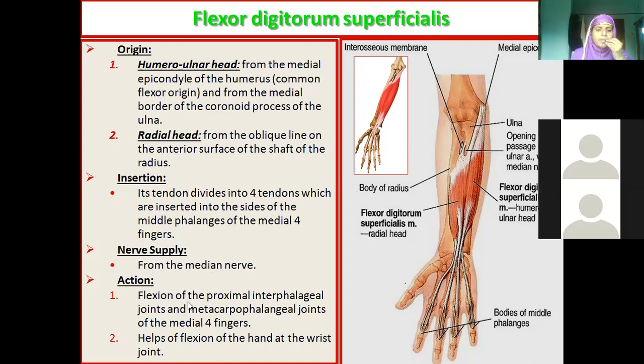Okay, beta? Then, the action is flexion of the proximal interphalangeal joint. These are interphalangeal joints. These knuckles are metacarpophalangeal joints. So the flexion at the interphalangeal joints and the flexion at the metacarpophalangeal joints is brought about by the action of flexor digitorum superficialis.